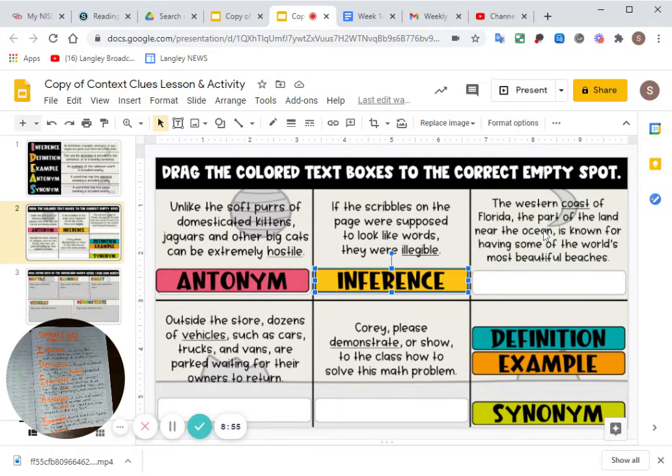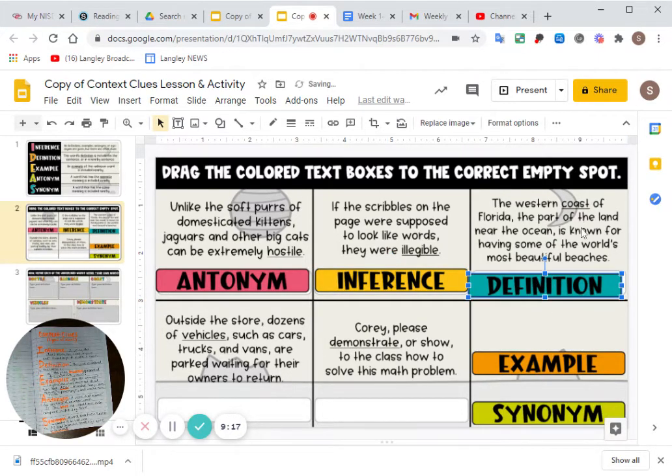Does that sound like maybe it's giving you a definition? The part of the land near the ocean? Could that be the meaning for the word coast? When you think of the coast, it's like near the beach. So does that make sense that the coast could be the part of the land near the ocean? Yes, it could. So actually, the author is giving us a definition here for the word coast. The coast is the part of the land near the ocean.